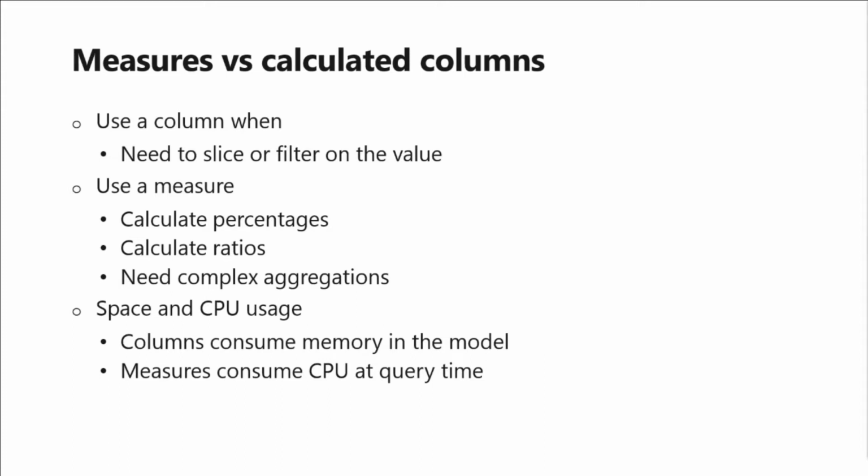So I have to summarize it a bit. Use a column when you need to slice, or you want to use it to filter on a value. You produce a column. Most importantly, you must understand the differentiating traits, the characteristics of a column compared to a measure. A column is really like a table column, you know.